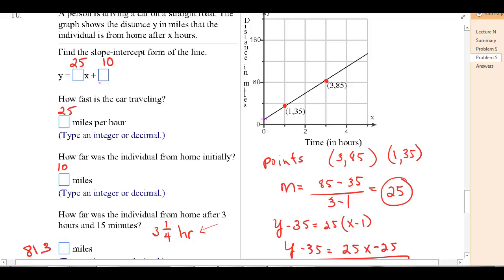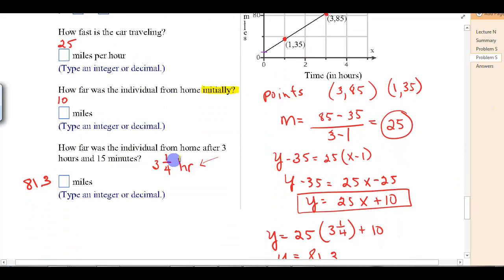That's your slope. That would be 25. How far was the individual from home initially? Remember that y-intercept is about initially. That's where you start. And so that would be the 10. So you get both of those from that problem.